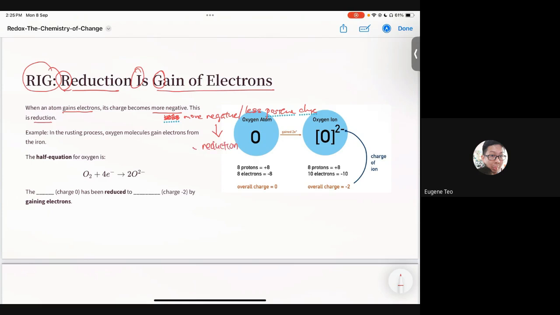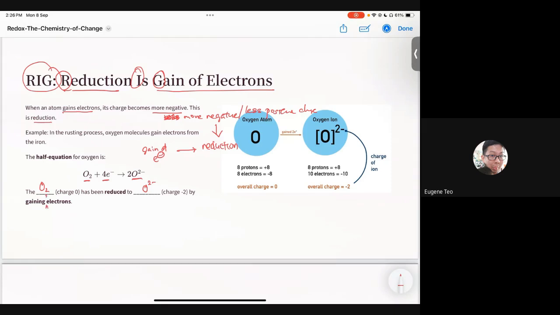Why is this considered reduction? Because there's a gain of electrons. So in the rusting process, the oxygen molecule gains electrons from the iron. You can see here, O2, this is the oxygen molecule. It gains electrons to become O2 minus. So let me elaborate. In this case, O2 has been reduced to O2 minus by gaining.